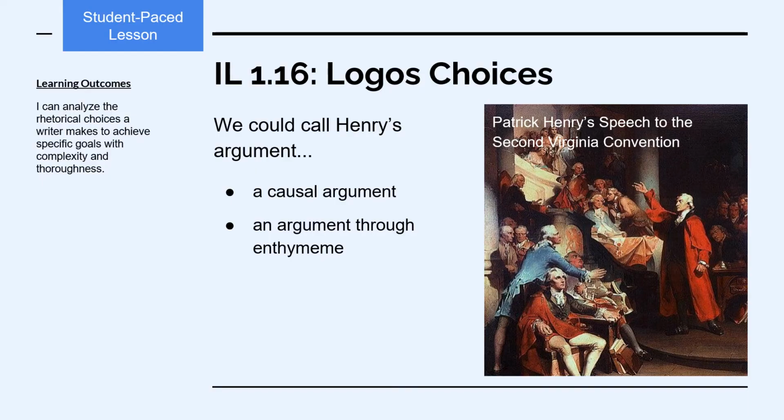There are a couple of ways we could identify Patrick Henry's argument. We could call Henry's argument a causal argument because he is claiming that something is causing something else, that the buildup of British military forces will ultimately cause or result in, is perhaps better phrased, the king using violence against the colonists. We could also just call this an argument through enthymeme because he is supporting his claim using a logical premise.